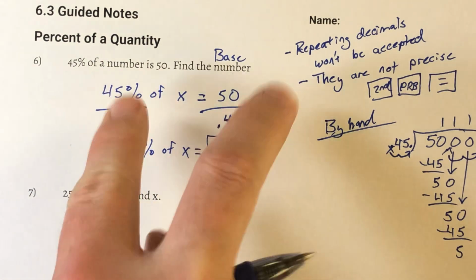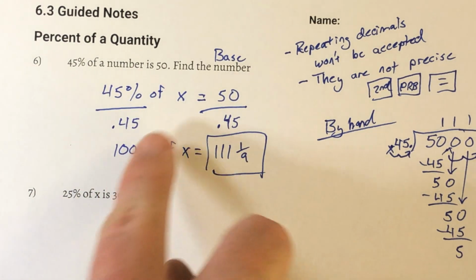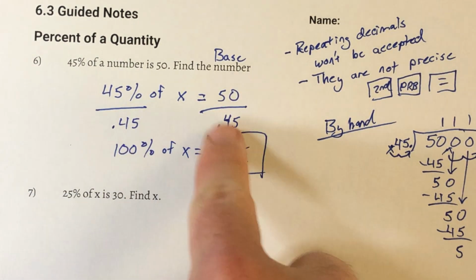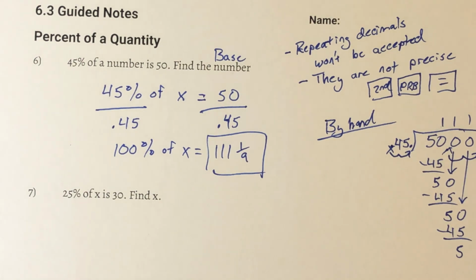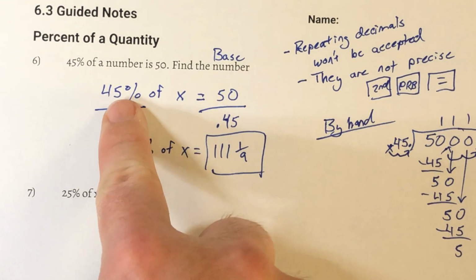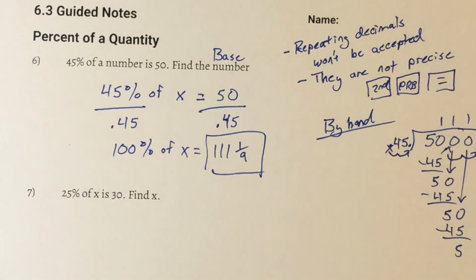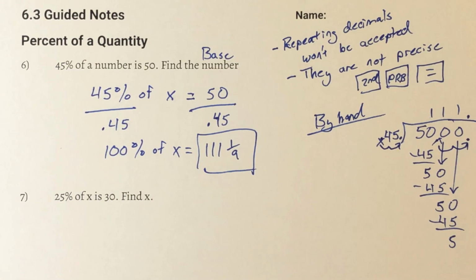So this is a base. We want to find everything. So we took 50 divided by the percent in decimal form and got 111 and 1/9. What does that mean? That means our number is 111 and 1/9. That represents everything, and 50 represented 45% of that number, a little less than half.